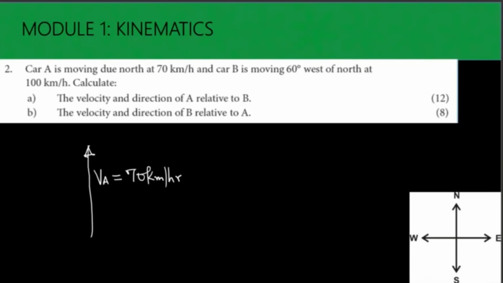Which direction is that? This is the west of north, isn't it? And this is the east of north. So the west of north, 60 degrees, right? Let me just, you're going to draw it like this. This is 60 degrees. 100.